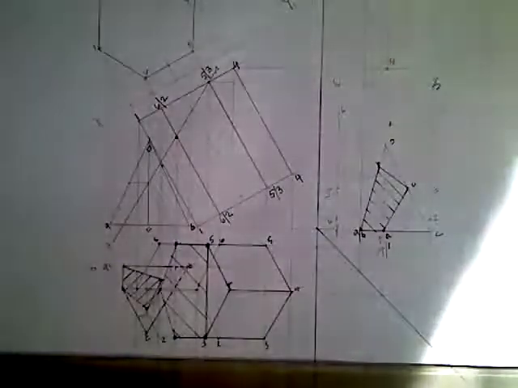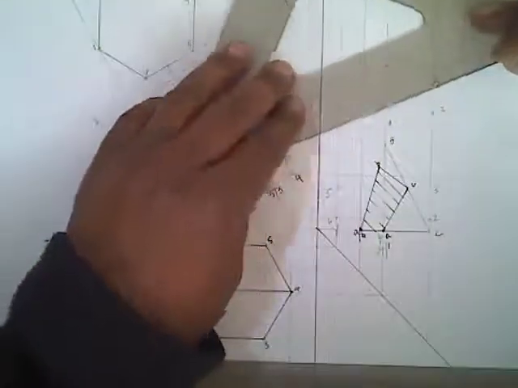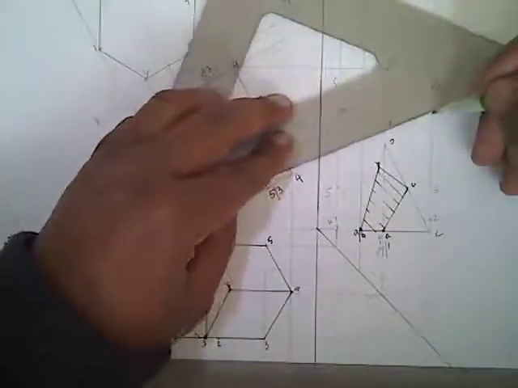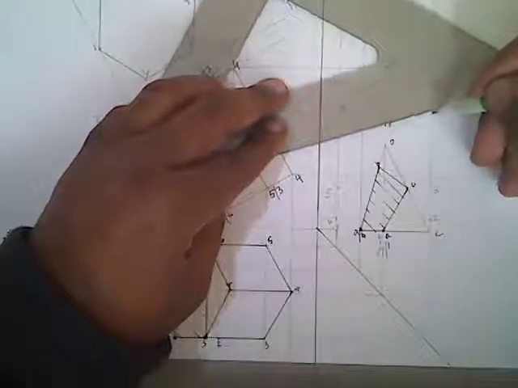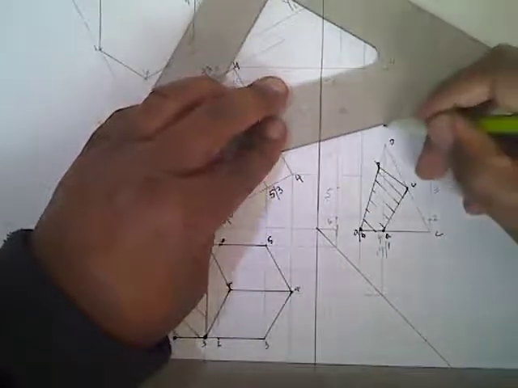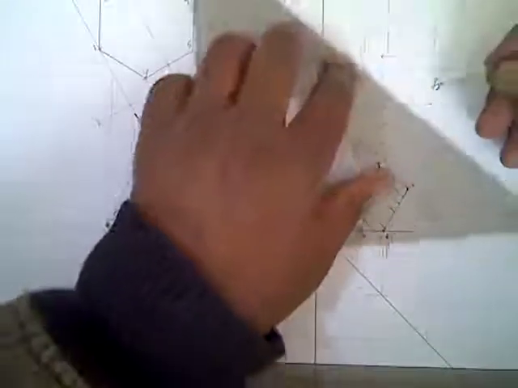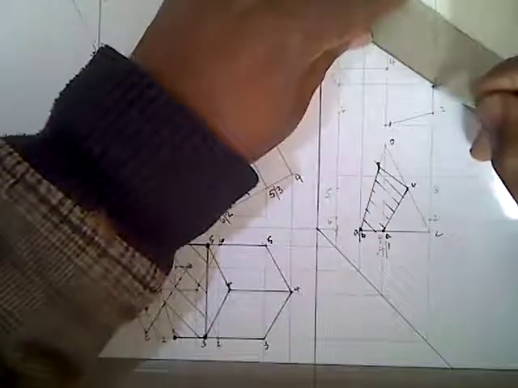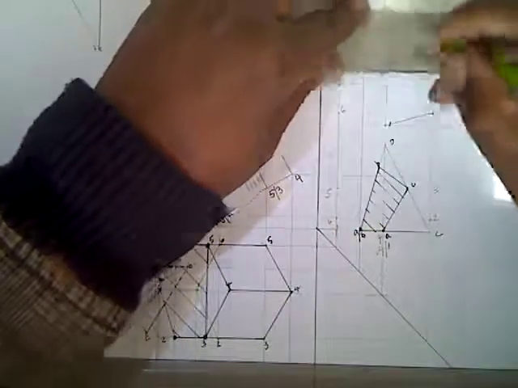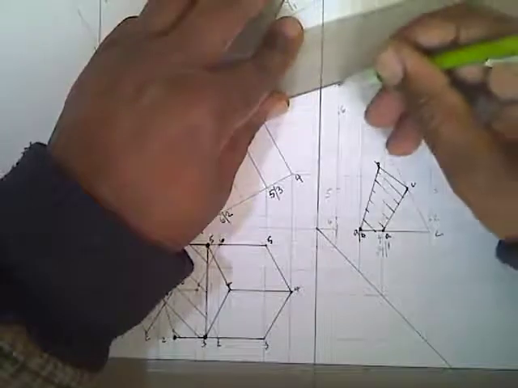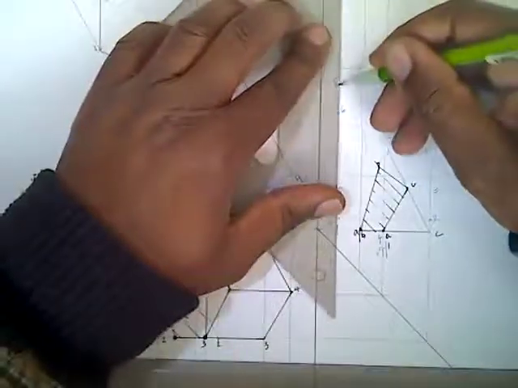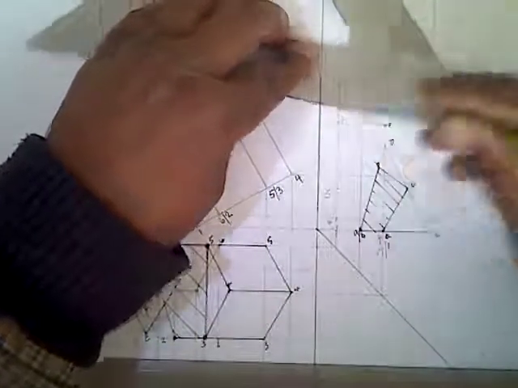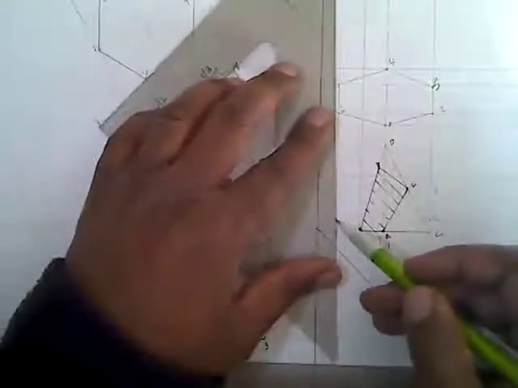I'm taking a long route so that you are able to understand. You will be able to do it a little bit quicker if you understand what I've just done. I'm just trying to paint a picture for you. 1 to 2, 2 to 3, 3 to 4, 4 to 5, 5 to 6, 6 to 1. Same story at the bottom. That's how you draw your views.